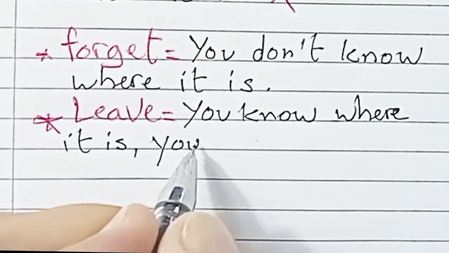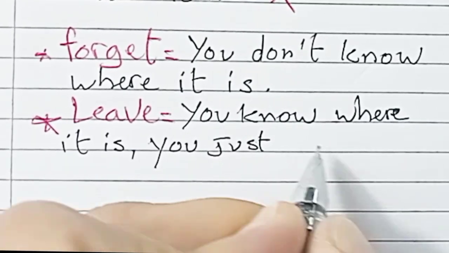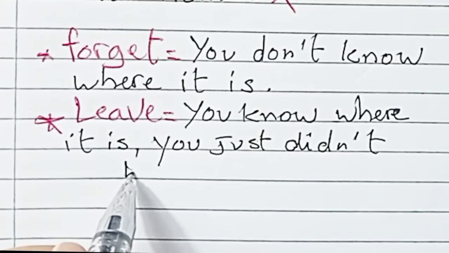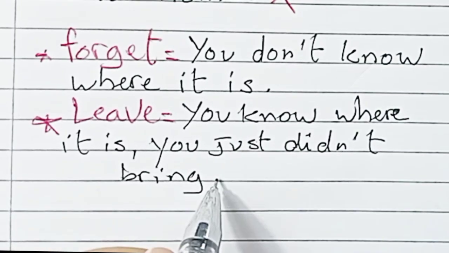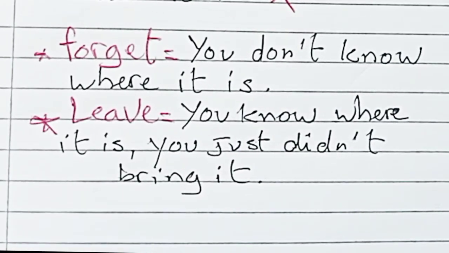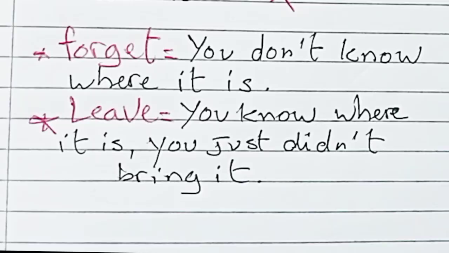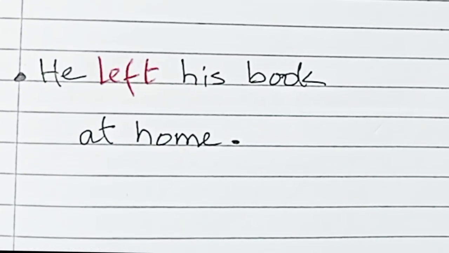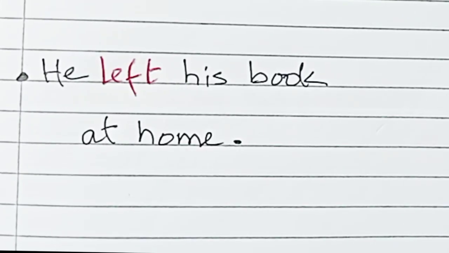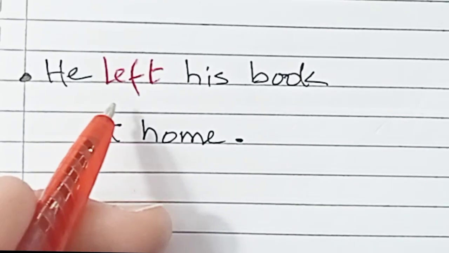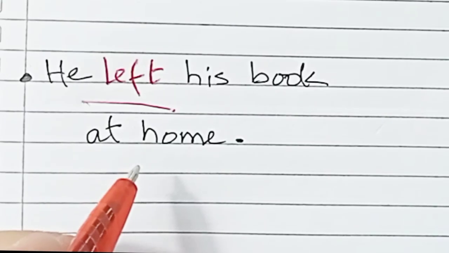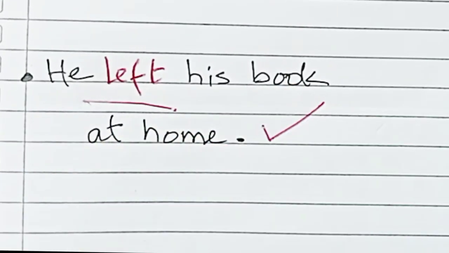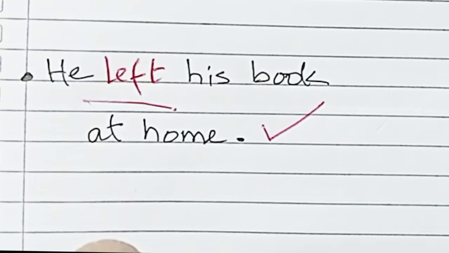However, you just didn't bring it with you. You just didn't bring it or take it with you. That's the core difference between forget and leave. So our sentence must be like this. He left his book at home because he knows where his book is. He just didn't bring it with him. And this is the correct sentence.